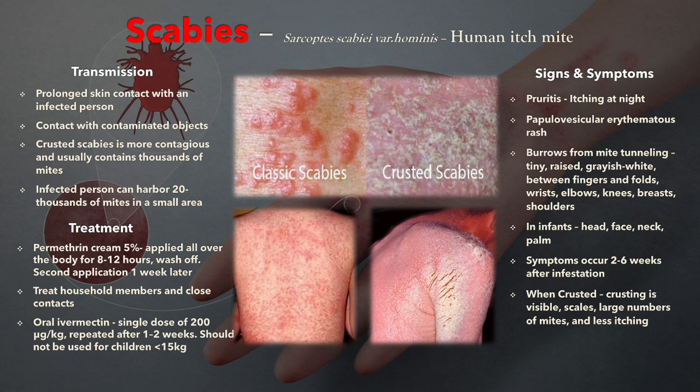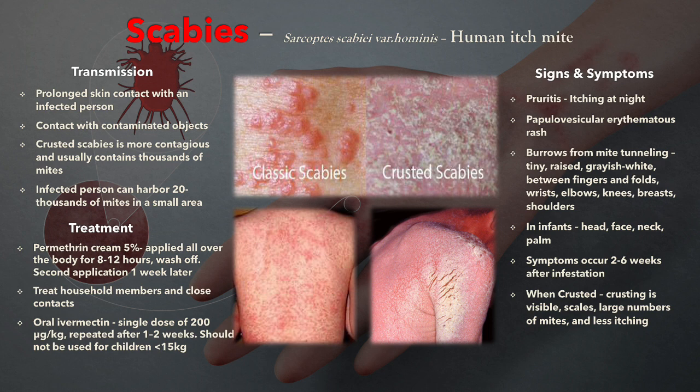Signs and symptoms include pruritus, itching, especially at night, papulovesicular erythematous rash, burrows from mite tunneling, tiny raised grayish-white between fingers and folds, wrists, elbows, knees, breast, and shoulders. In infants, on the head, face, neck, and palm. Symptoms occur 2 to 6 weeks after infestation. When crusted, crusting is visible, scaly, there are a large number of mites, and less itching.